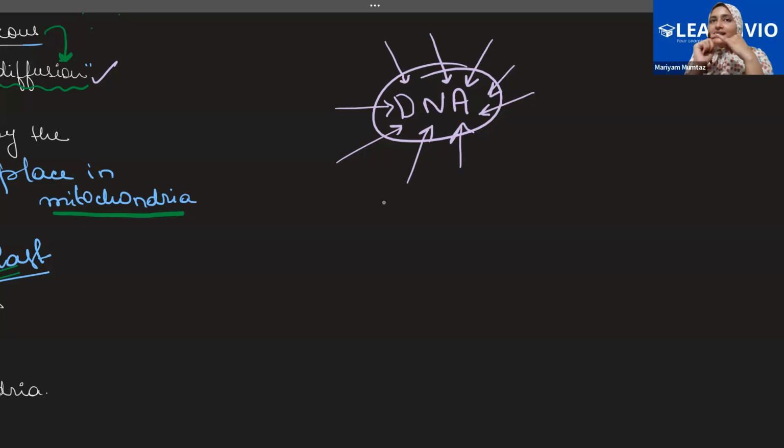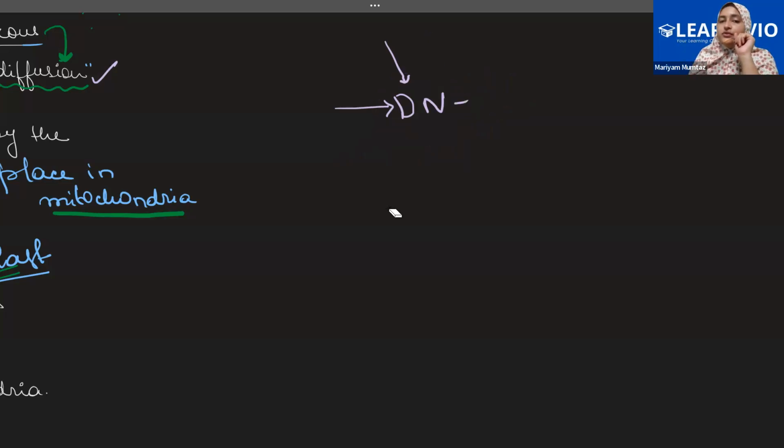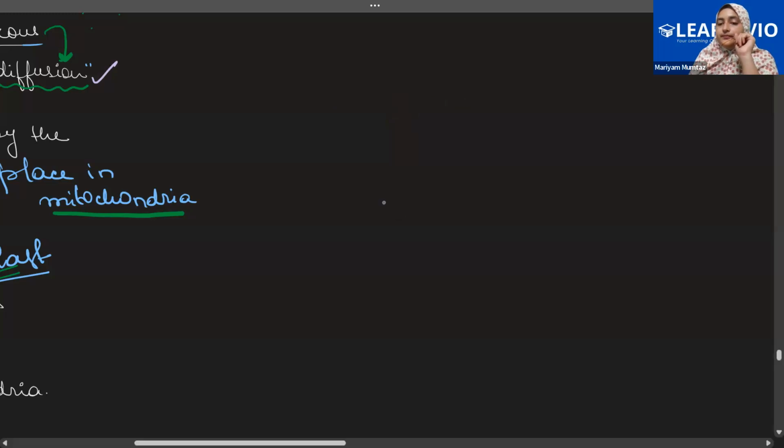Yes, ma'am. The nucleus has the DNA present in it, right? Yes. And it is the only part of the cell that will have the DNA present. And in the cell, there will be the presence of ribosomes. What is the function of ribosome? To provide protein to the cell.